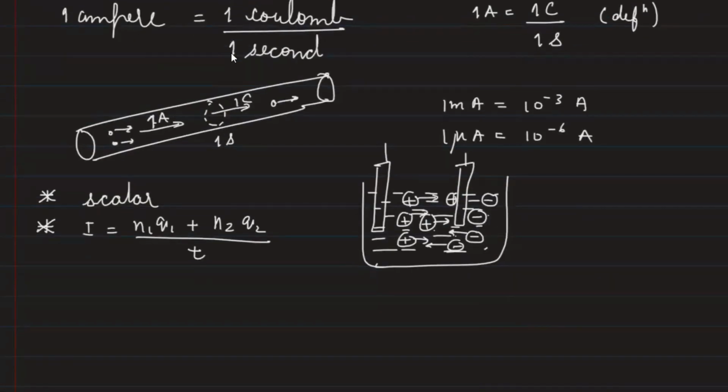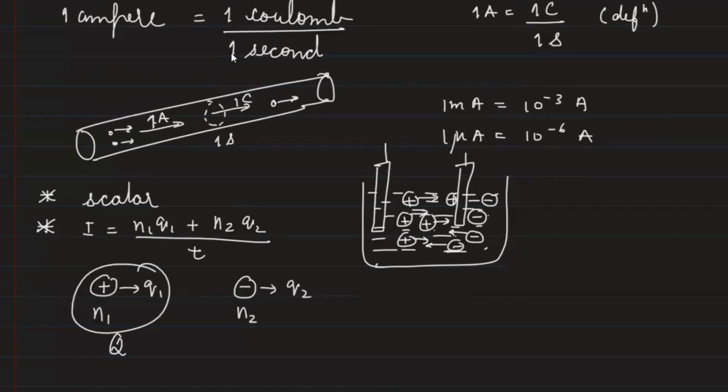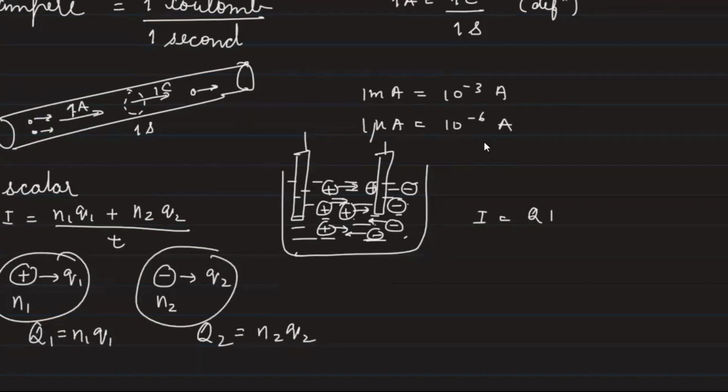So if we say that one positive ion has a charge Q1 and a negative ion has a charge Q2, and there are N1 positive ions and N2 negative ions, then the total charge, we can call it capital Q1, and the total charge over here is capital Q2, will be N1 Q1, and this will be N2 Q2. So this is (Q1 + Q2)/2.